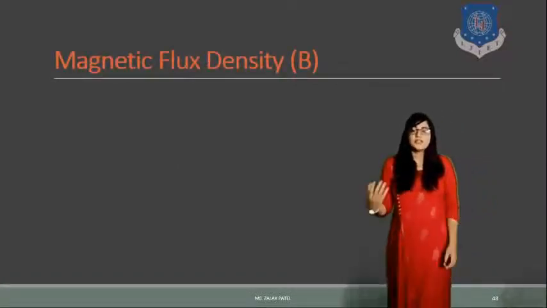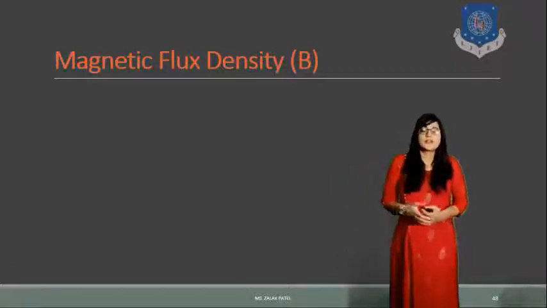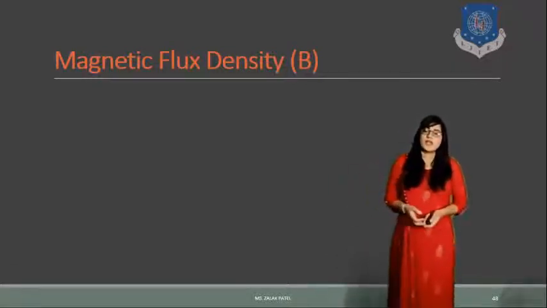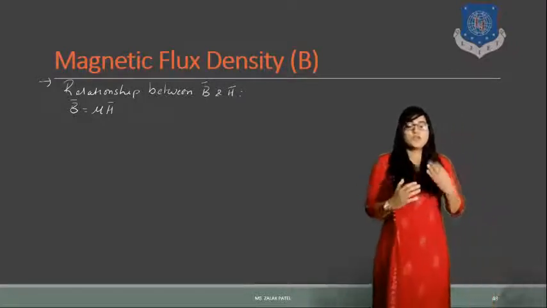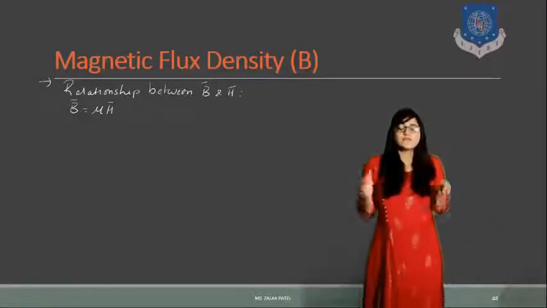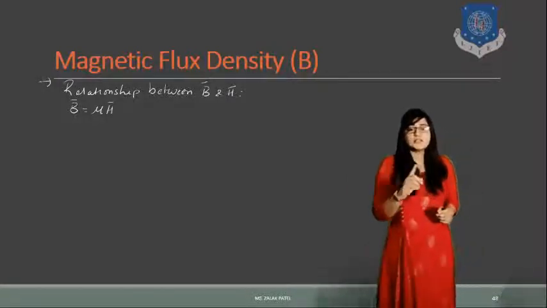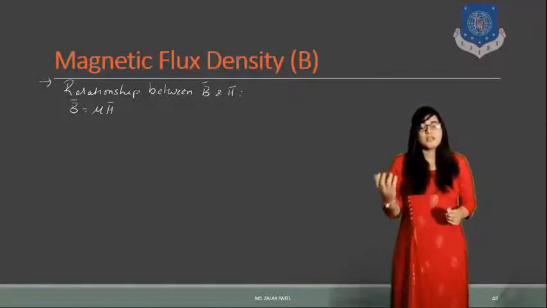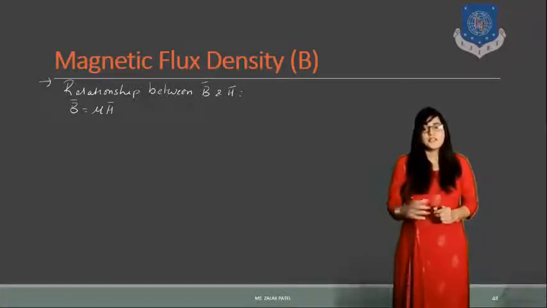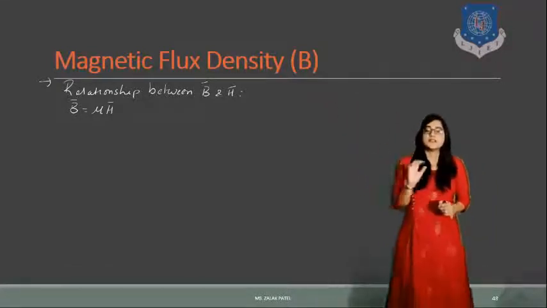Now let's calculate the other quantity, that is magnetic flux density. Magnetic flux density is denoted by B bar. Relationship between B bar and H bar: if you recall the relationship between electric field intensity and electric flux density, it is D equal to epsilon E. Similarly here, in place of electric flux density you have to take magnetic flux density, and that magnetic flux density is B.